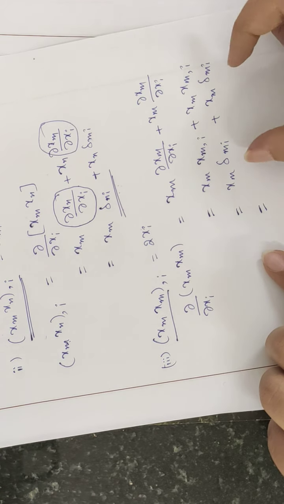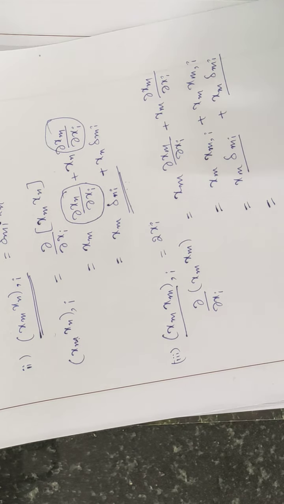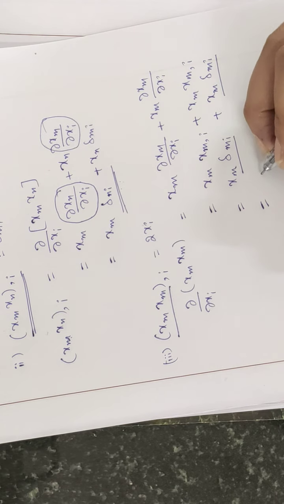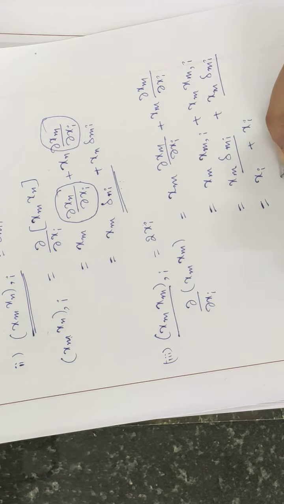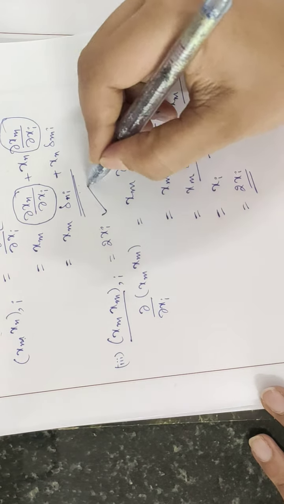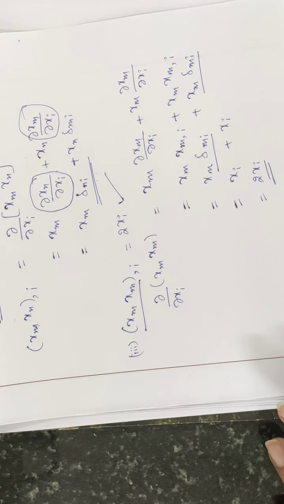From this, for these two terms use your substitution properties. If you use the substitution property here, you will get xi plus xi, which is nothing but 2xi. So this is the required result. I will continue some more problems in the next session. Thank you.